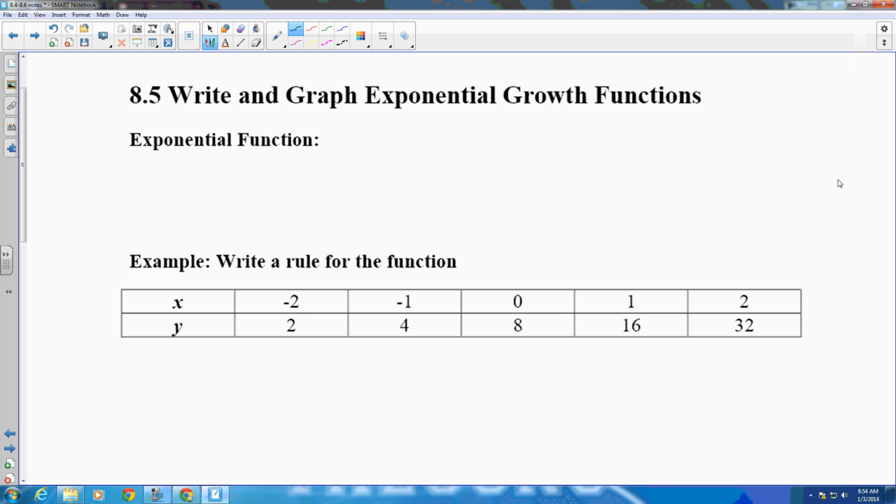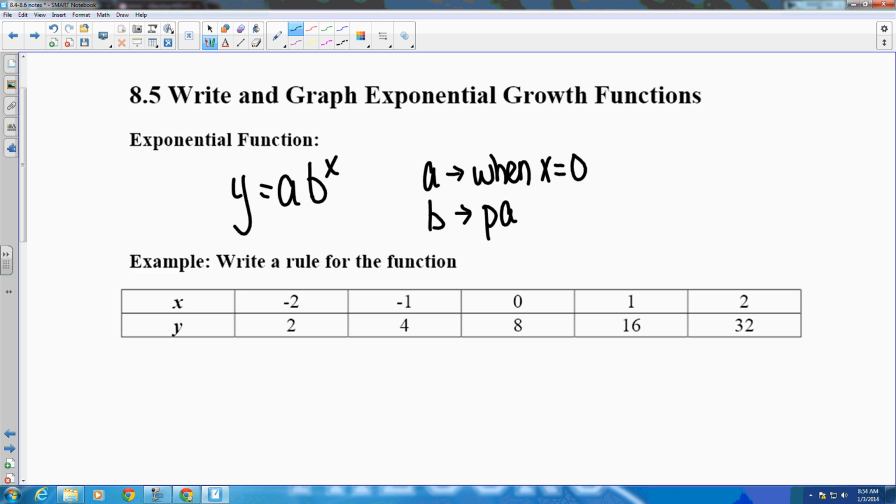Okay, section 8.5 is writing and graphing exponential growth functions. An exponential growth function is y equals a times b to the x, where a is the value when x is 0, and b is your pattern. So I'll show you what that means momentarily.